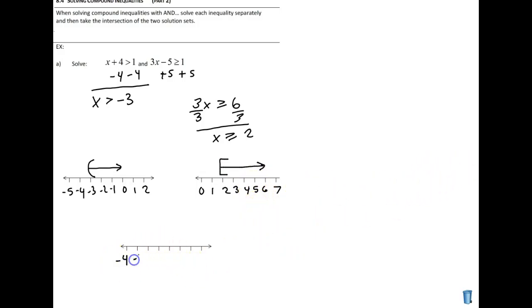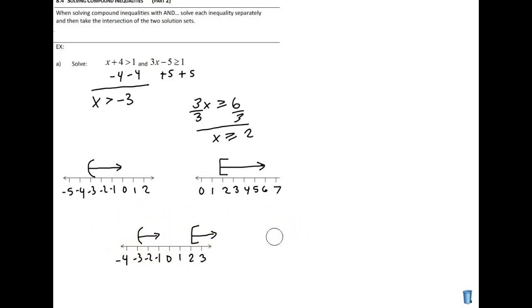So we know that what we want for this, it has to be an "and", meaning we only want the x values that are true for both of these inequalities. So if I put my x greater than negative 3, it looks like this. And my x greater than or equal to 2 looks like this, right? But since it has to be true for both, I actually only want, see, this arrow would continue on and this arrow would go on forever.